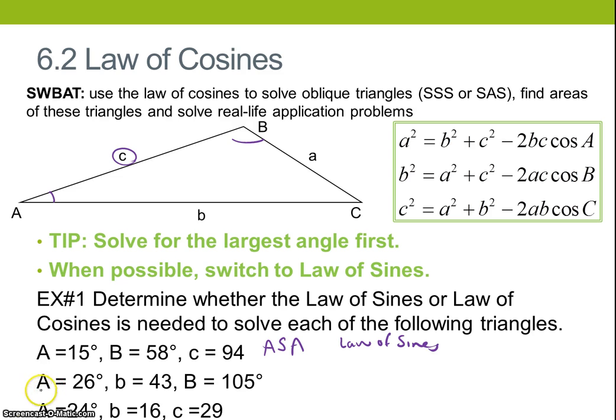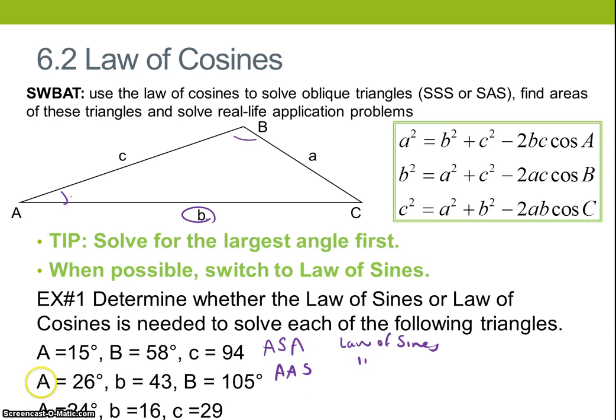So the next one, we're given angle A, which is 26 degrees, side B, and then angle B, which is 105, which is this one. So this is angle, angle, side. And when we're given angle, angle, side, we're going to use the law of sines.